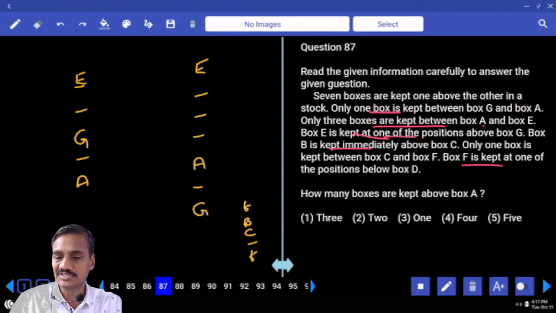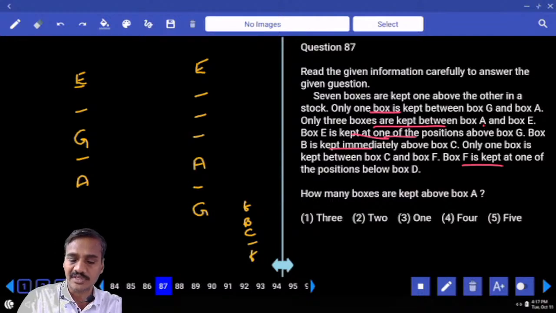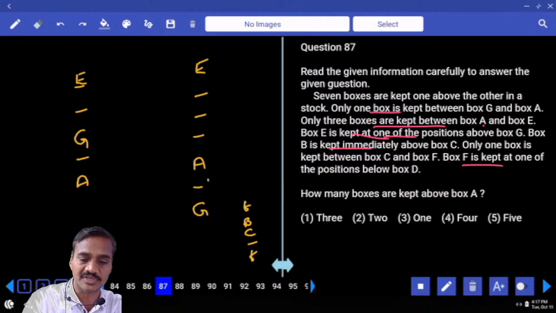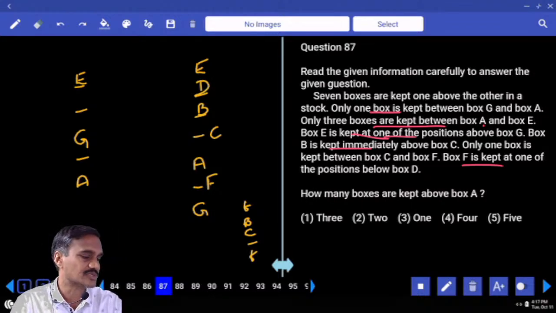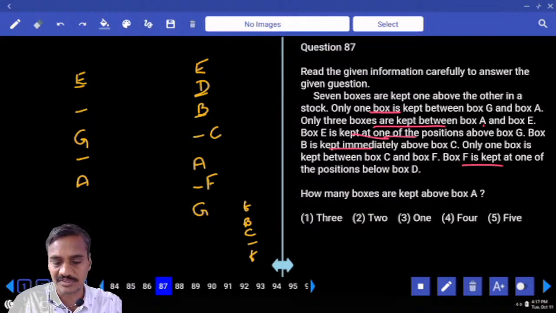And F is kept at one of the positions below D. Hence, F must be here. Now this is C. Now this is B. Isn't it? Hence, D must be here. Is that right? Hence, what is the final order? ED, BC, AFG is the final order.